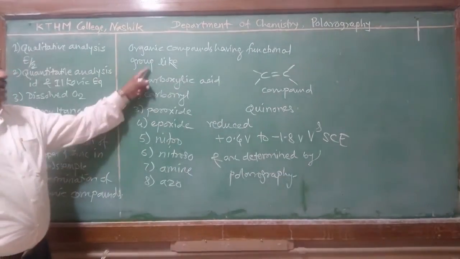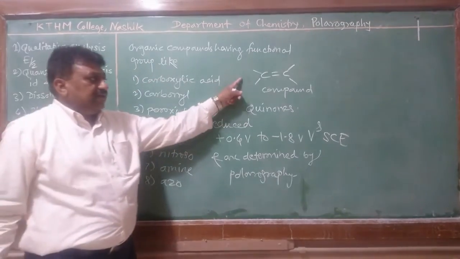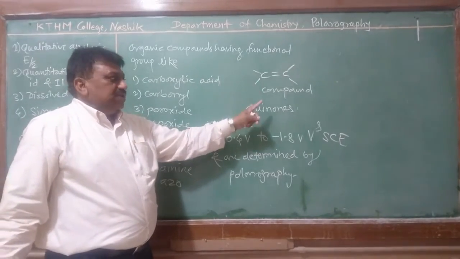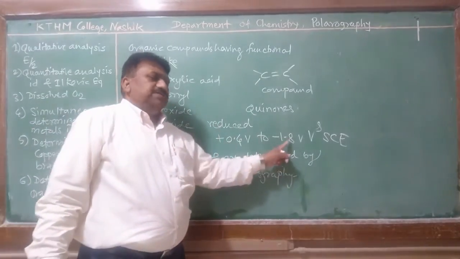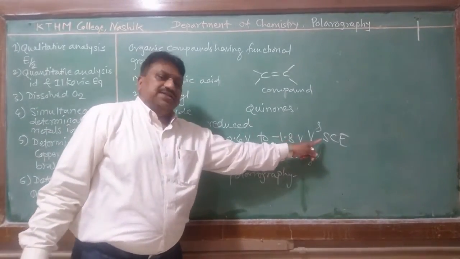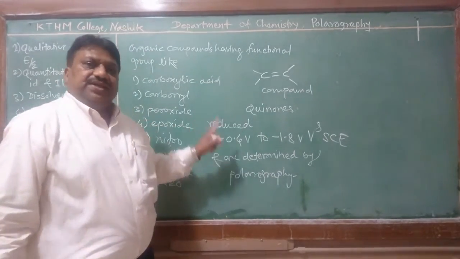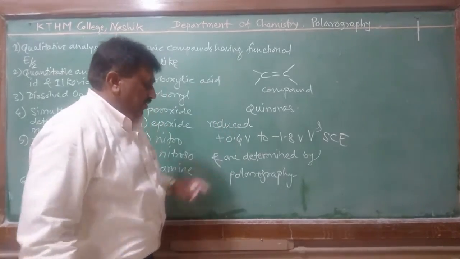Therefore, organic compounds having these functional groups are directly converted to another compound in a reduced form. If reduction is possible within this range, such a substance can easily be determined by polarography, and diffusion current is measured for quantitative determination of the analyte.